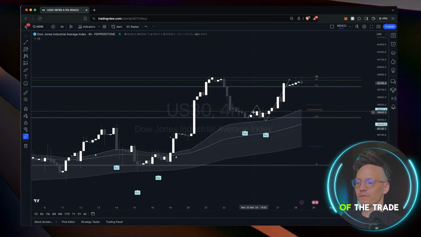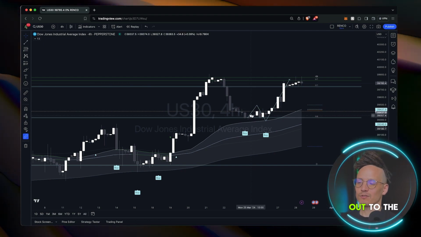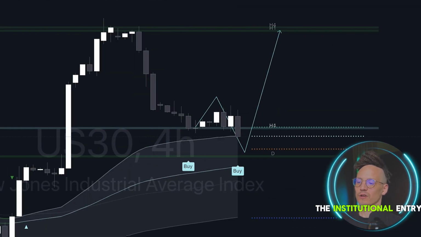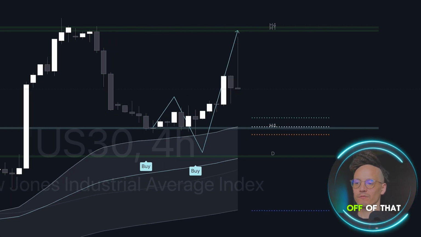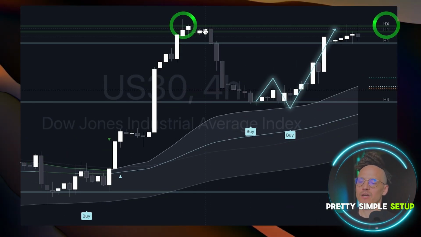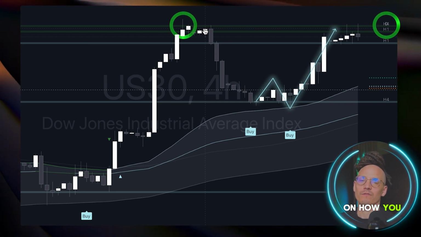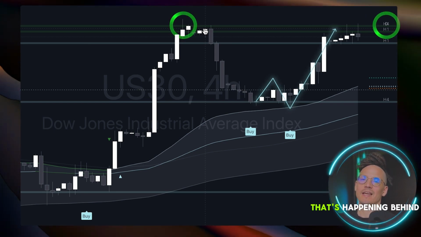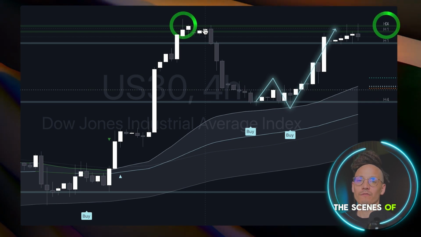Here's the aftermath of the trade idea that I sent out, and it played out to the T. It came down to the institutional entry line and bounced right off of that zone, and TP at the previous high. Pretty simple setup. Now we're going to go into depth on how you can find these setups and what is happening behind the scenes of this algorithm.